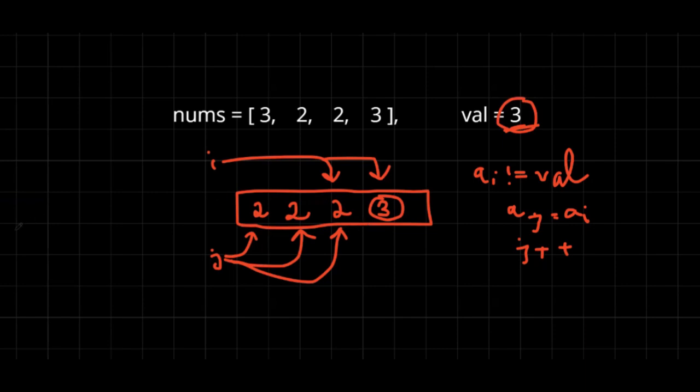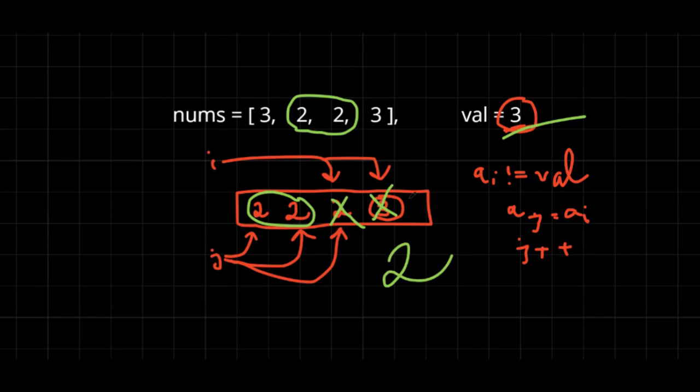It is mentioned in our question that we only have to consider those elements which are not equal to the given value. In this case, the given value is 3. So we have to consider only the value 2 and put them into the first 2 places. And it is also mentioned that we don't have to consider the remaining places. So here we can say that there are only 2 elements which are not equal to the given value. So in this case, we have to return the answer 2. I hope you understood the algorithm.